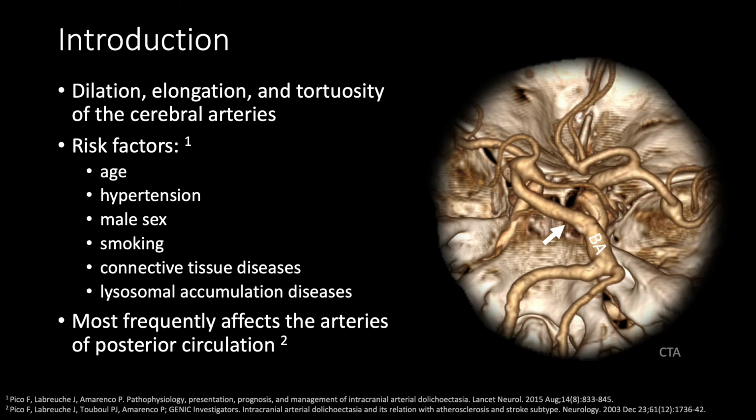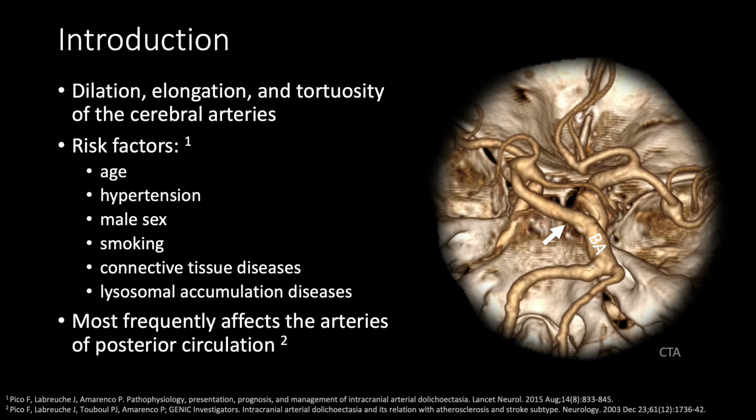Dolichoectasia of the cerebral arteries is an arteriopathy characterized by dilation, elongation, and tortuosity of the cerebral arteries. Known risk factors for dolichoectasia include age, hypertension, male sex and smoking, connective tissue diseases, for example Marfan syndrome, and lysosomal accumulation diseases such as Fabry disease and Pompe disease.